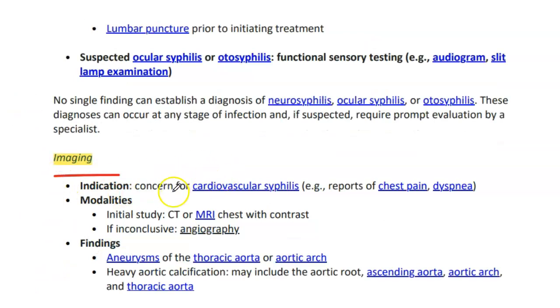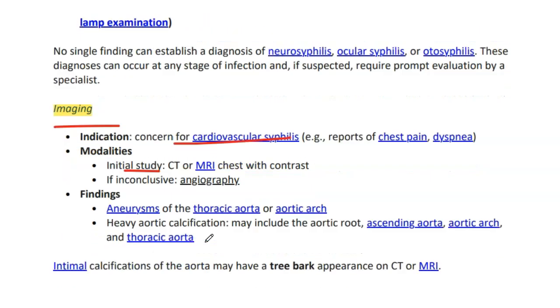Imaging can also be done. For cardiovascular syphilis, the initial study is CT or MRI of the chest. If inconclusive, angiography can also be done.